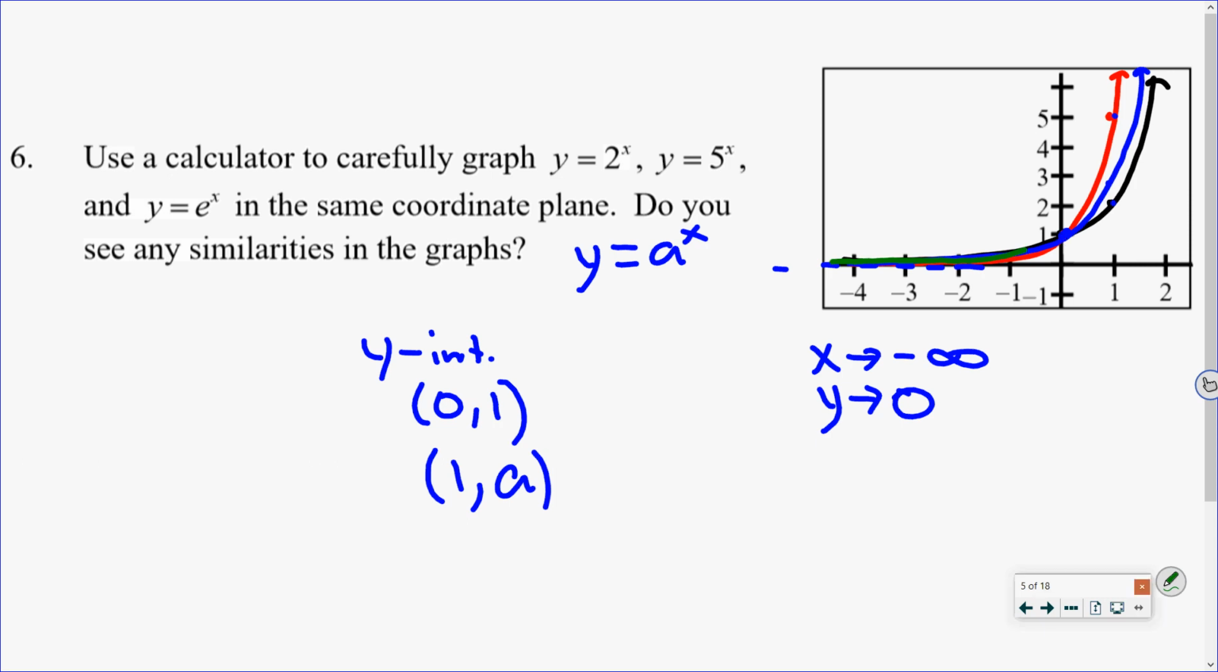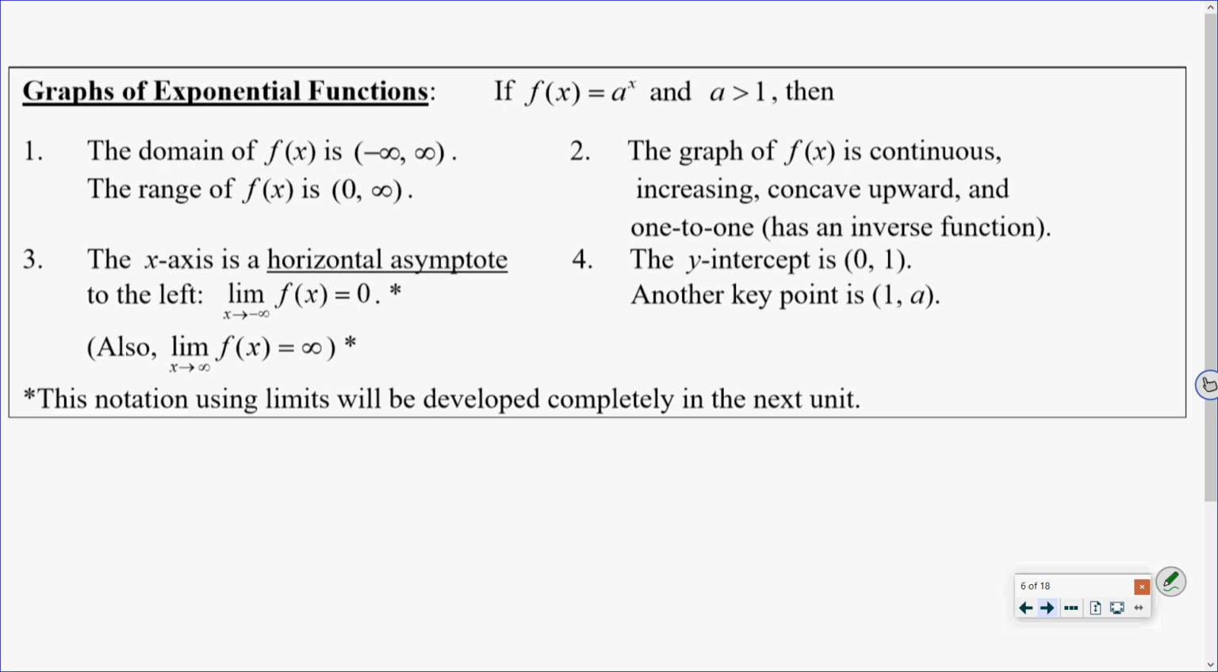So here's kind of a list that our book has. The domain, it's negative infinity to infinity. The range starts at 0, does not include 0, so there's a parenthesis, so it's 0 to infinity. We said these, right? They're continuous. They are increasing. Concave up means that it's like a smiley face. So if it's concave down, it's like a frowny face. Concave up is like a smiley face. It's always concave up. This is a one-to-one function, right? It passes both the horizontal and the vertical line test.